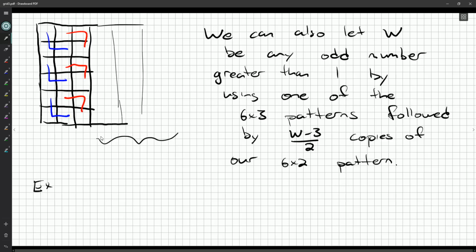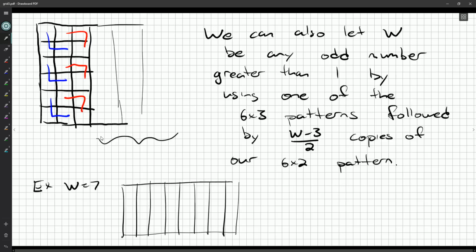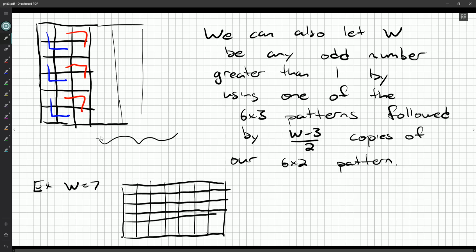So, for example, W could be 7. So here I'll actually do the W equals 7 pattern to show off. 1, 2, 3, 4, 5, 6, 7. Split it in half and split the halves into thirds. There we go. Okay, so what have we got?